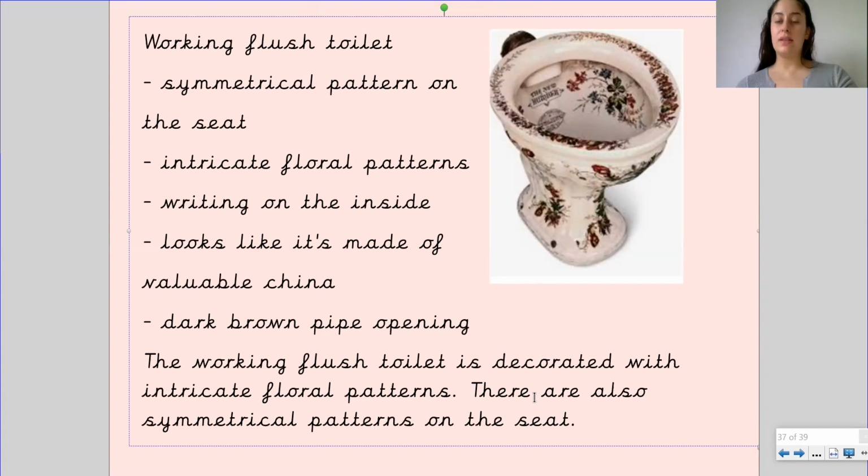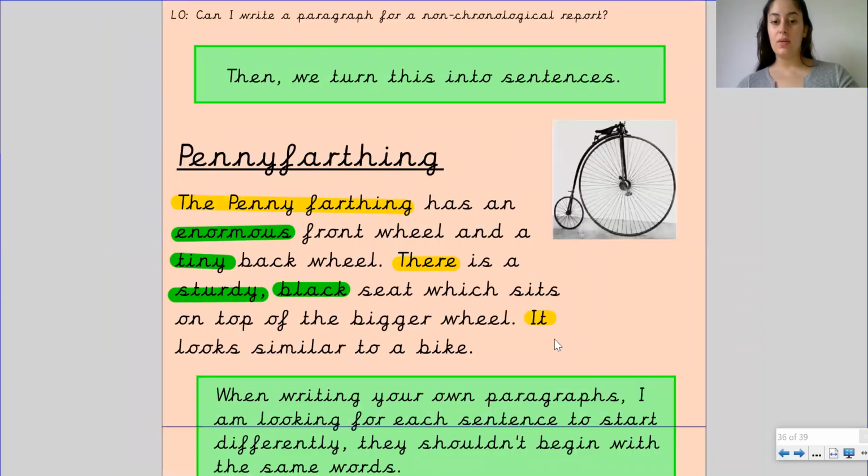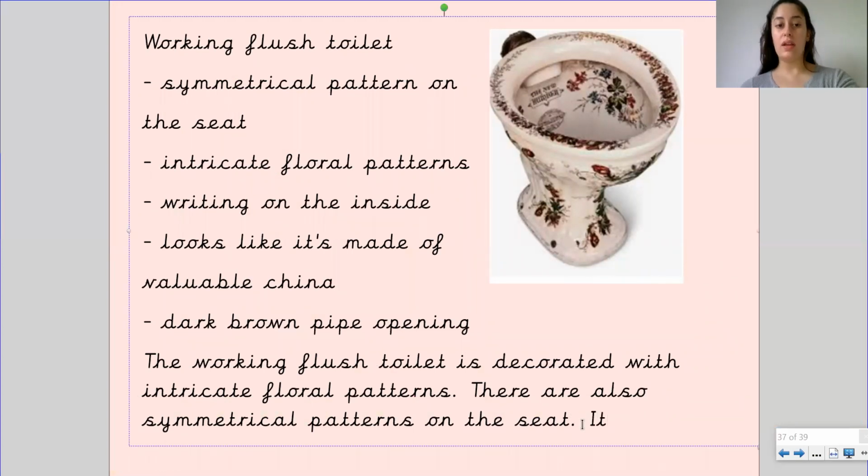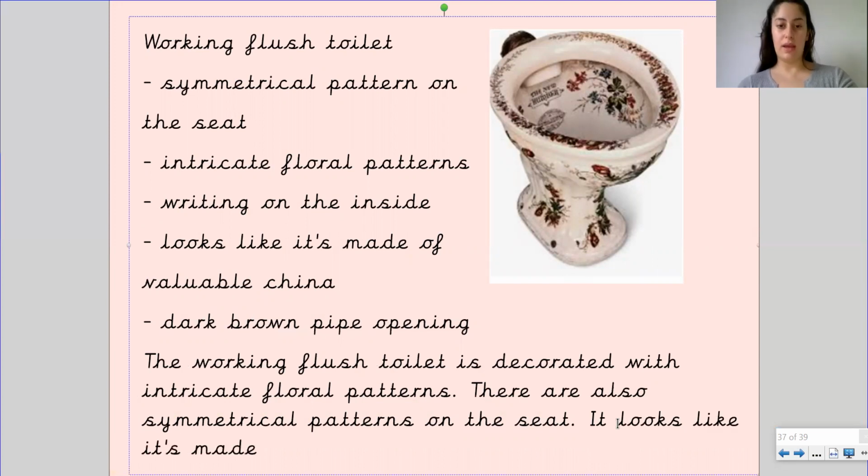What could I start my next sentence with? I've already used the working flush toilet. I've already used there. How else could I start my next sentence? We could also look back to give us ideas. Well, here, the next sentence started with it. I could also use that. It looks like it's made of valuable china, or it looks like there's writing on the inside. It looks like it's made of valuable china.